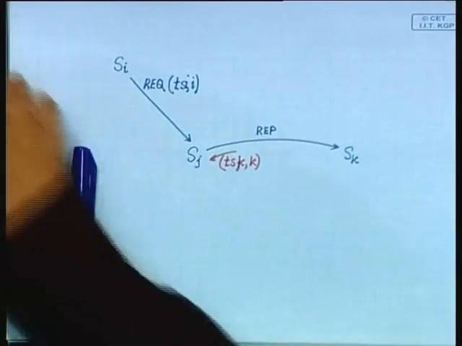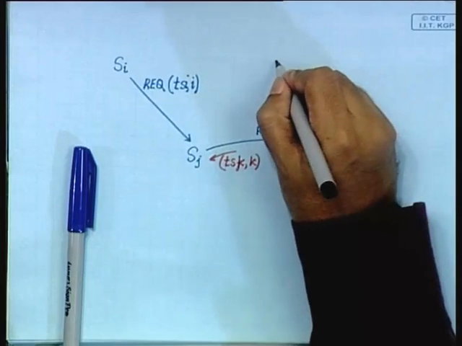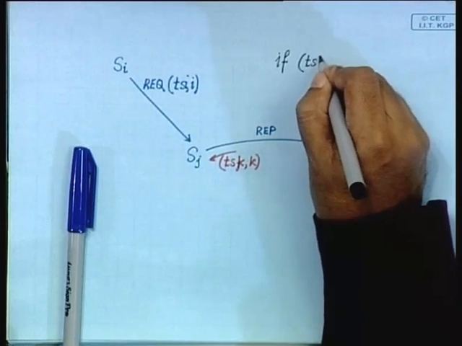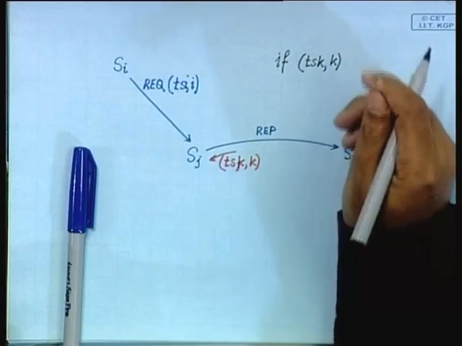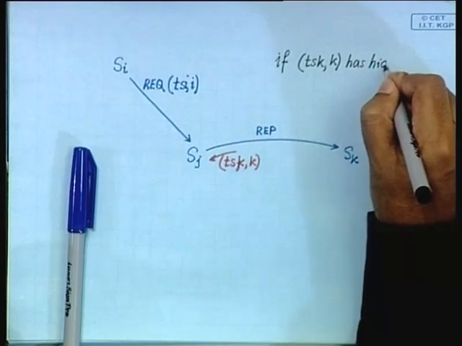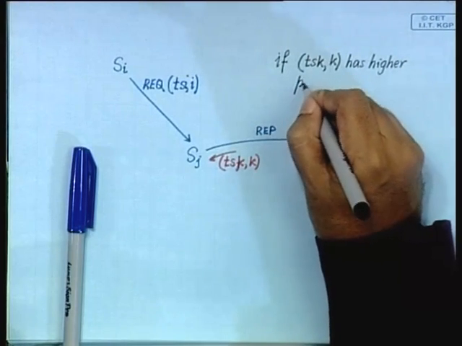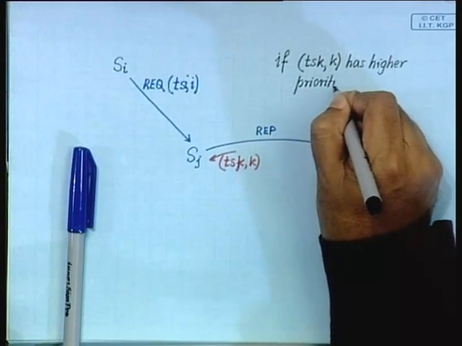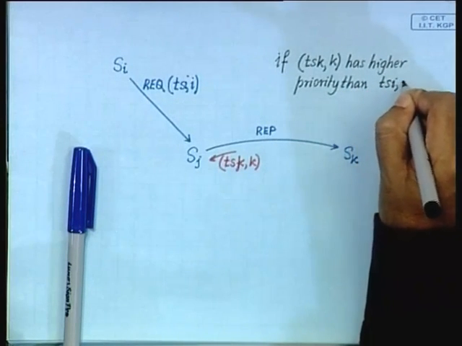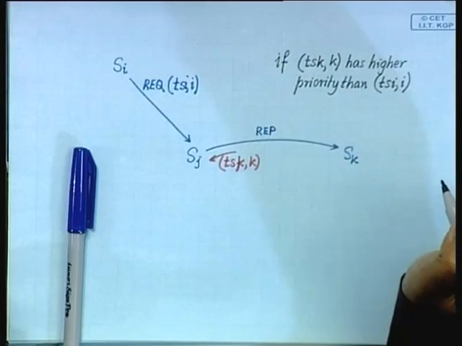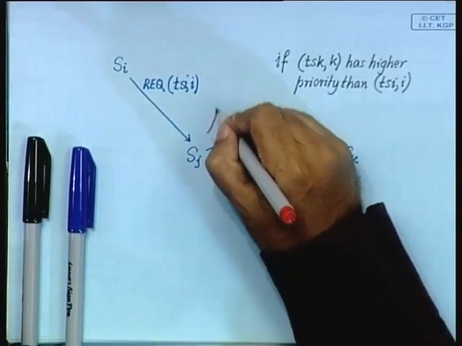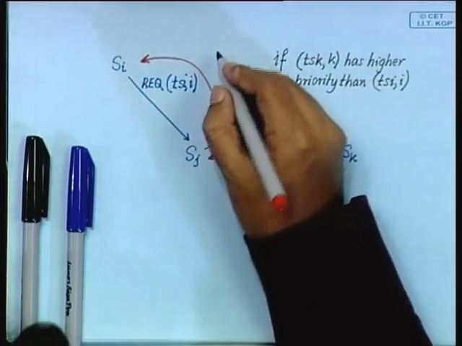So, when we compare these two, and if we find that TSk has higher priority than TSi, then what will Sj do? Sj will send to Si a failed(j) message.